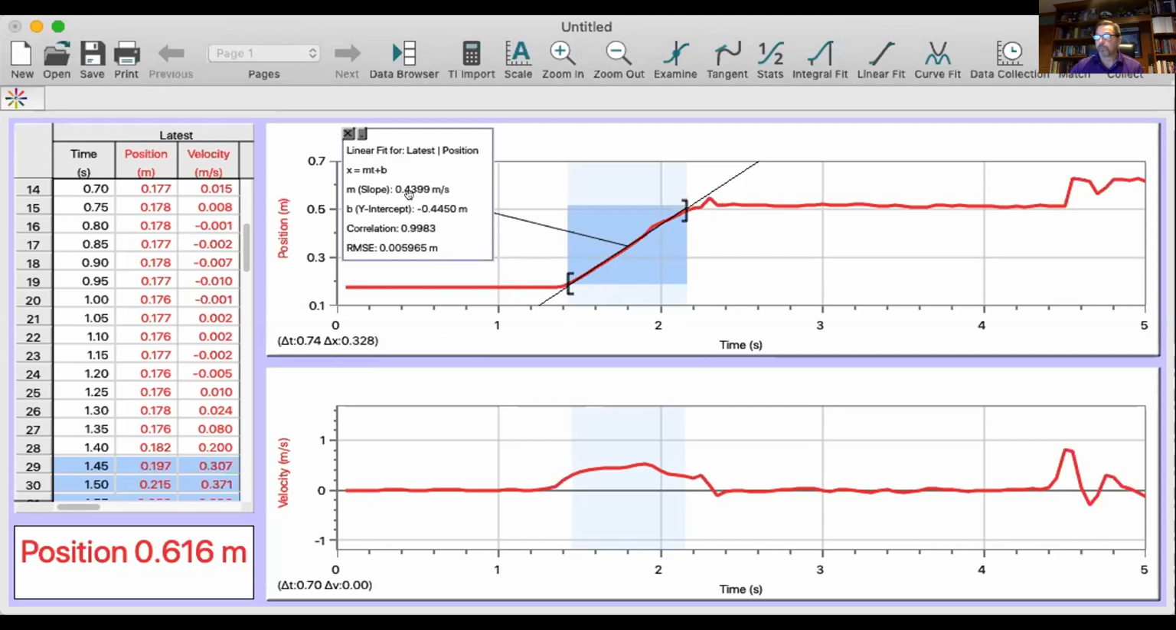Okay, and so you can see here, while I was moving that piece of cardboard, I was moving it with a velocity of 0.4399. I wouldn't use all those digits. I'd probably go to 0.44 meters per second. But the system is displaying to 4 digits. Okay, and so then we'll go down to the velocity diagram, and it's uniform over that interval of time, right? And if you look, the velocity is 0 while I'm holding the cardboard still.